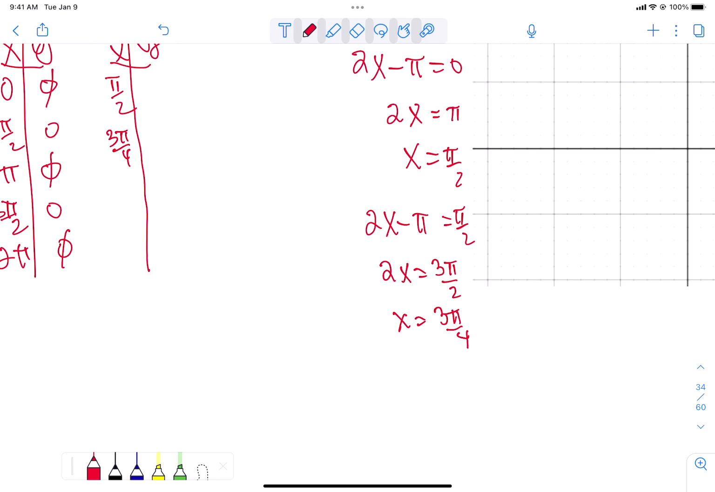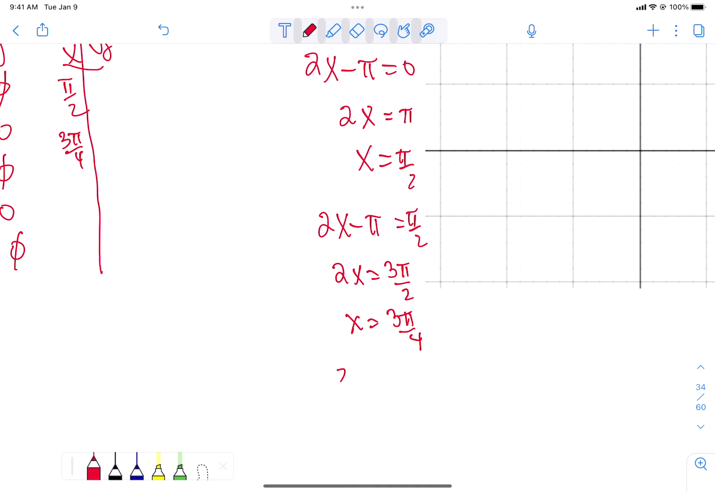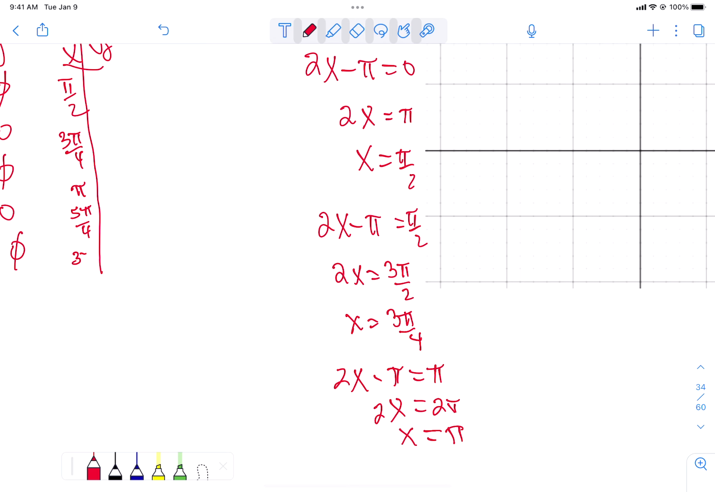And we can set it equal, the next one is pi. If we set 2x minus pi equal to pi, we're going to get 2x equals 2 pi, so x equals pi. And we're technically adding a fourth of a pi every time. So if we do the next one, we're going to get 5 pi over 4. And the next one will be 3 pi.